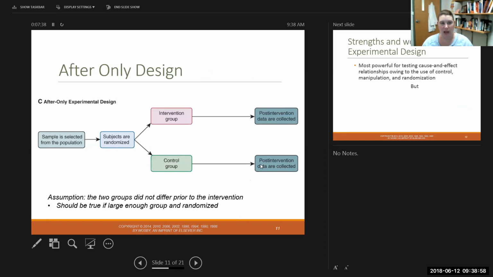Again, the assumption that we have to make when we use a design like this is that the 2 groups really weren't all that different prior to the intervention. We have a pretty homogeneous group, and that this should really be true if you have a very large group in which you're working with.